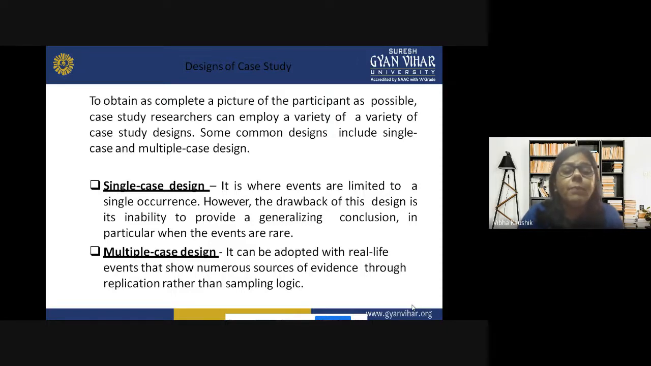Now, multiple case designs can be adopted with real life events that show numerous sources of evidence. Multiple case design shows numerous sources of evidence through replication rather than sampling logic.